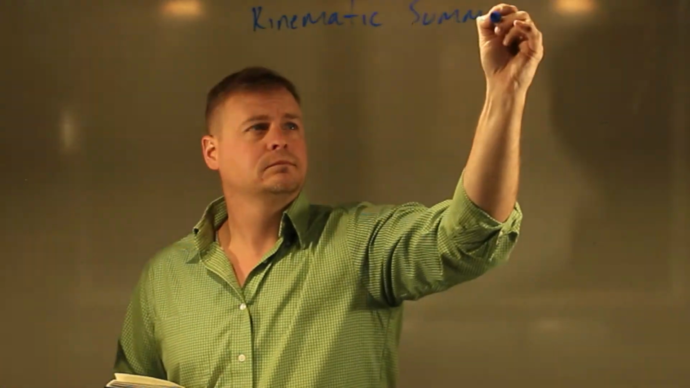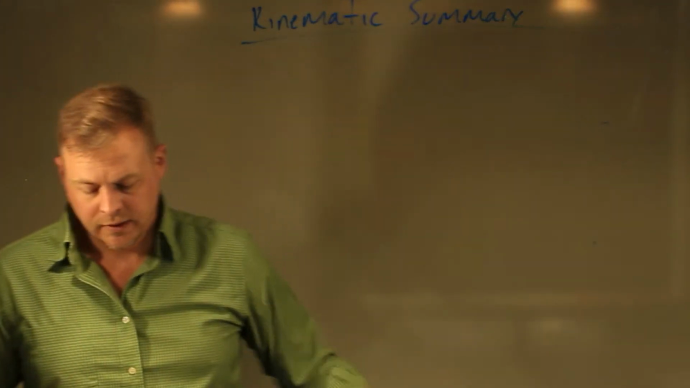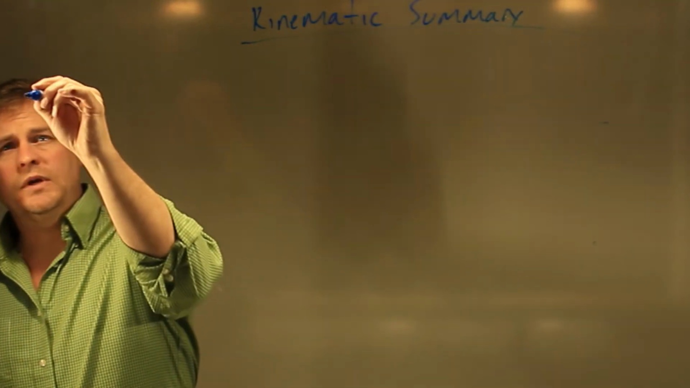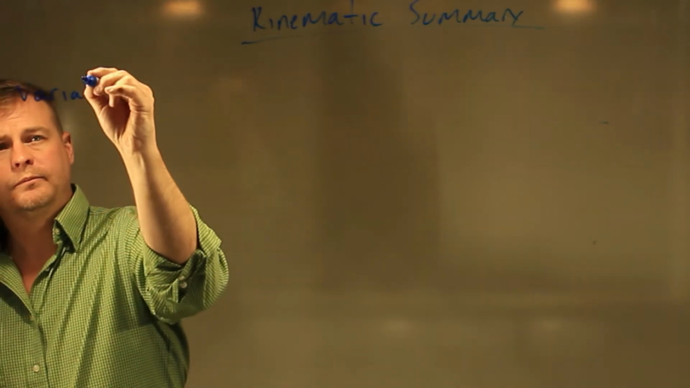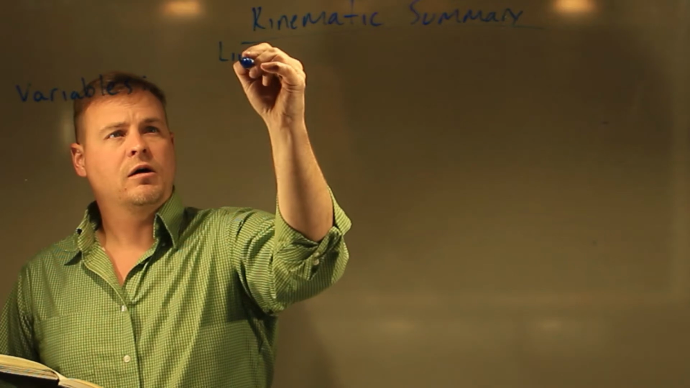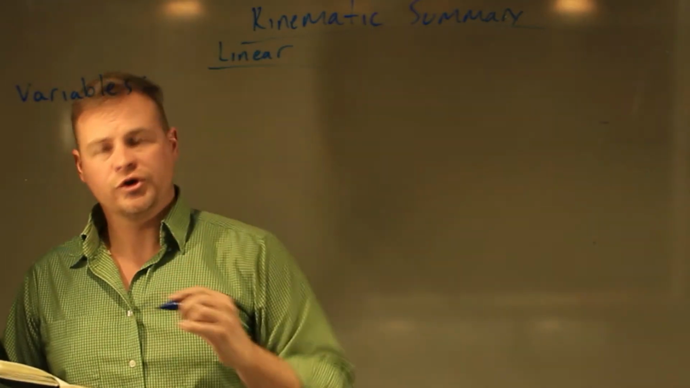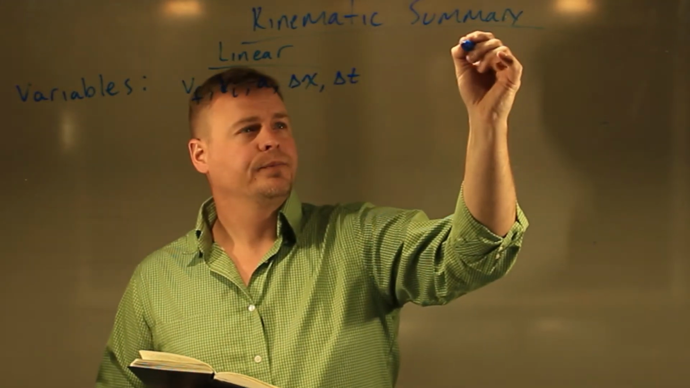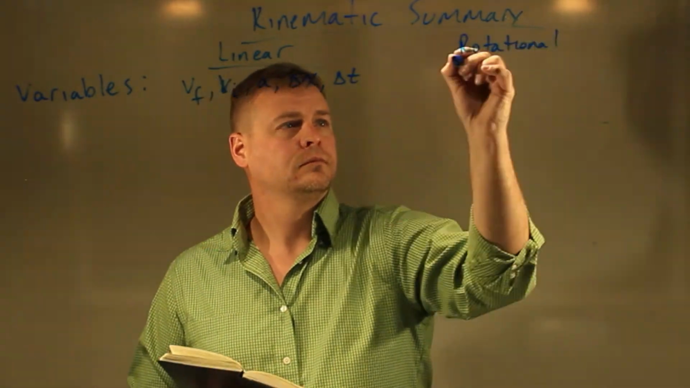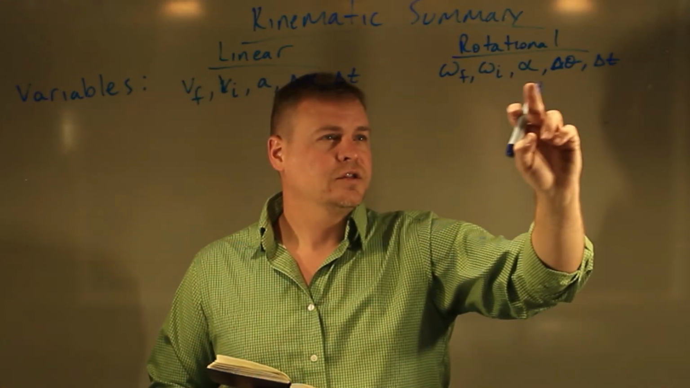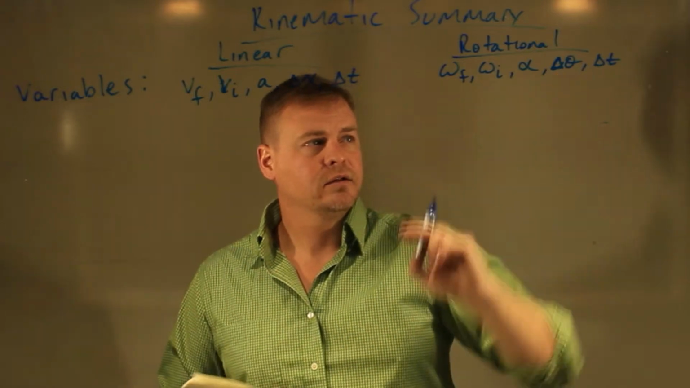We also have a kinematic summary of these variables. So the variables go hand in hand. And so if we make another table of the variables, when we looked at our linear motion, we had, and then translational into rotational, we had the angular velocity, the acceleration, the angular acceleration, and the angular displacement.